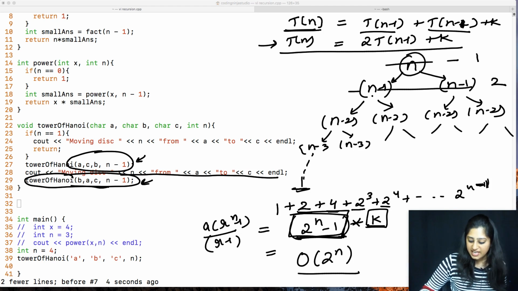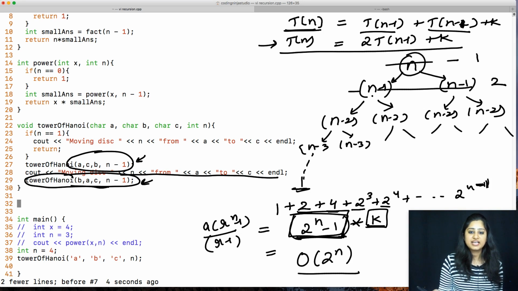So this k, basically, here it just specifies the constant time that I am taking in one function call. So in total number of function calls, the total time would be 2 to the power of n minus 1 into k.